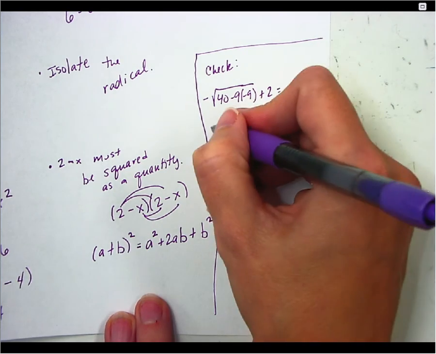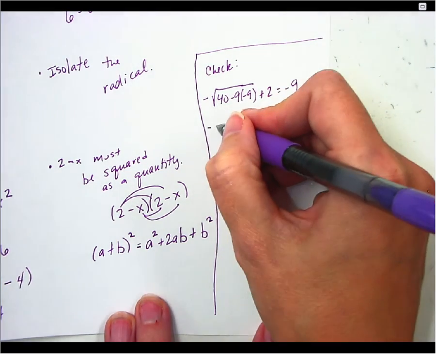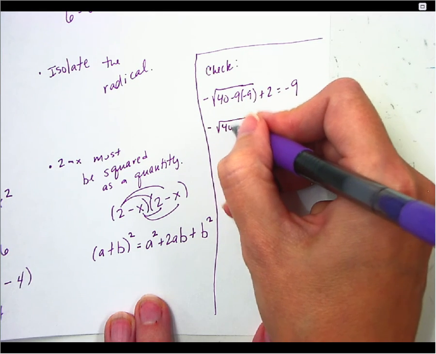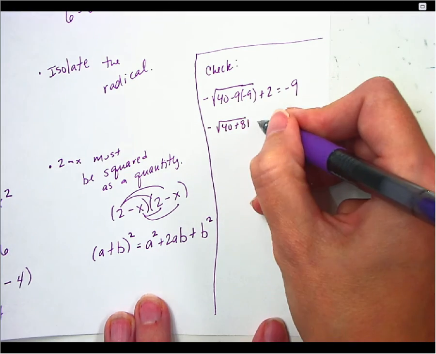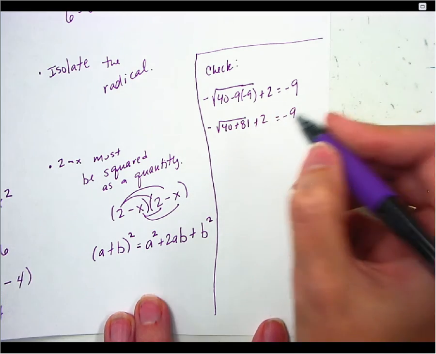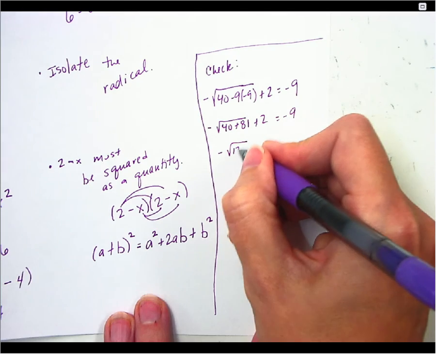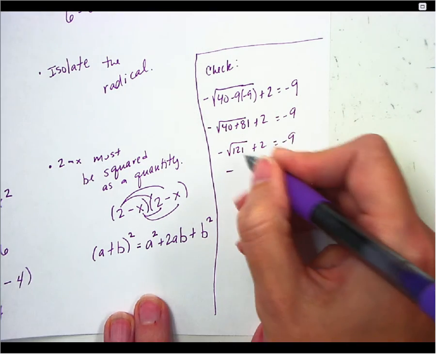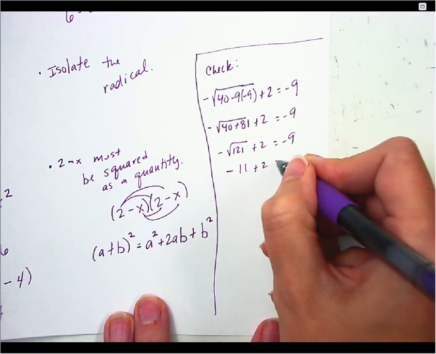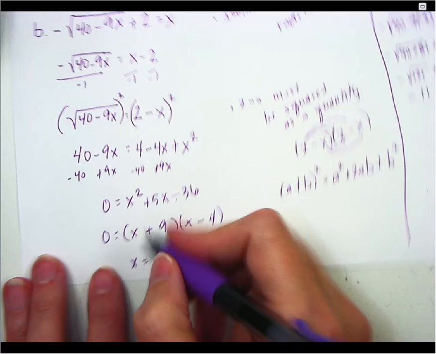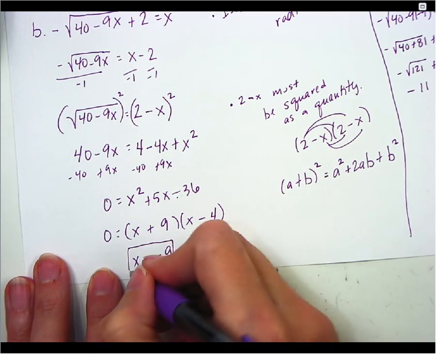Okay. So inside that radical, I'm going to do negative 9 times negative 9. That's going to be 81. All right, that inside is going to be 121. And then we get negative 11 plus 2 equals negative 9, which is true. So negative 9 is the solution.